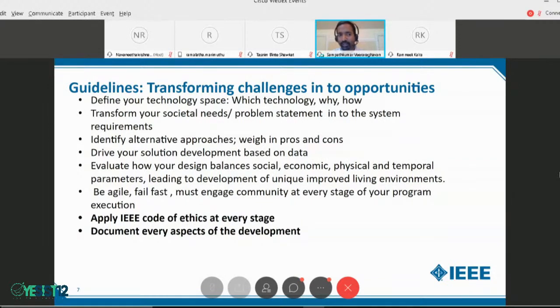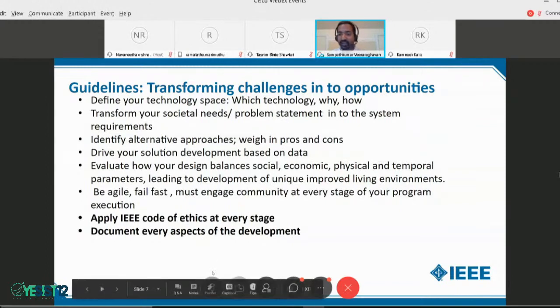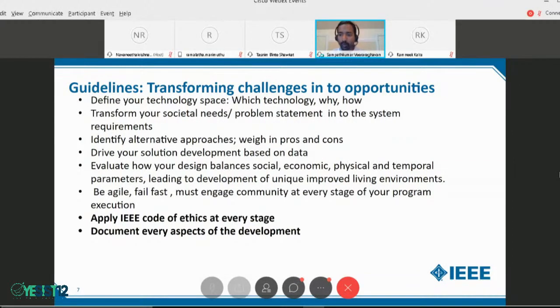And the most important thing here is you need to be agile. You should fail fast. In other words, you should be motivated to act on it, and we have to fail fast. In that way, whatever learnings you get back from the community will help you fine-tune your product as you develop it, throughout your solution development space.